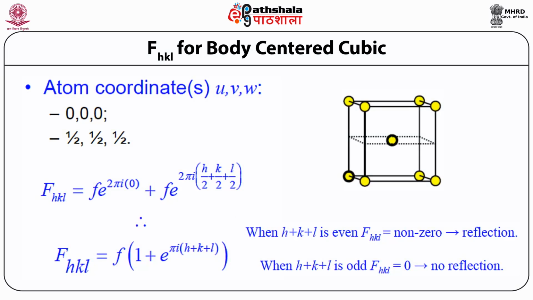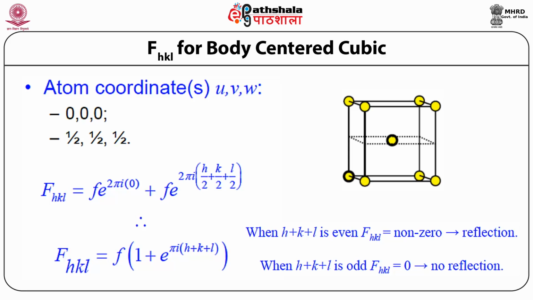FHKL for body centered cubic. Here we are going to calculate the structure factor of a slightly different structure. It is also a simple cubic structure like the earlier one, but there is one extra atom at the center. So we call it BCC, or body centered cubic, as you can also see in the diagram. Once again, you need to ask yourself how many atoms per unit cell exist in BCC, and the answer is 2, because 1/8 of an atom comes from each of the 8 corners, and one atom is there in the center. So we have 2 atoms.